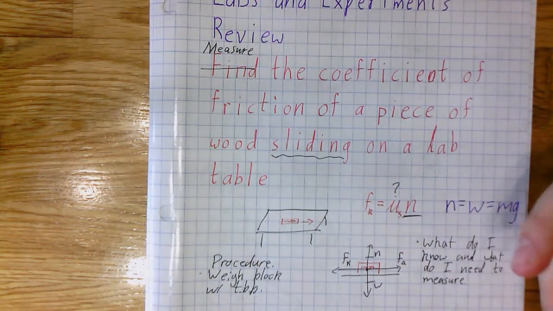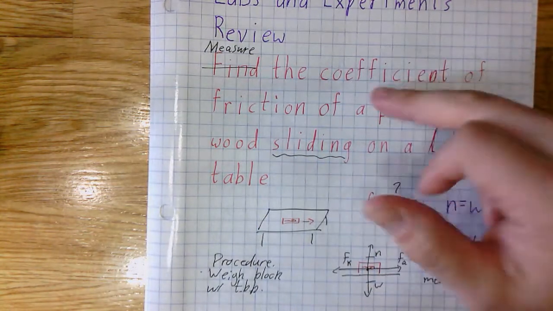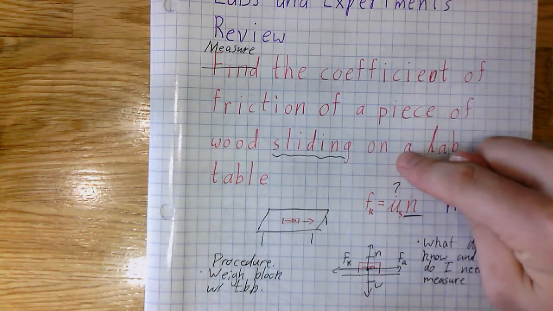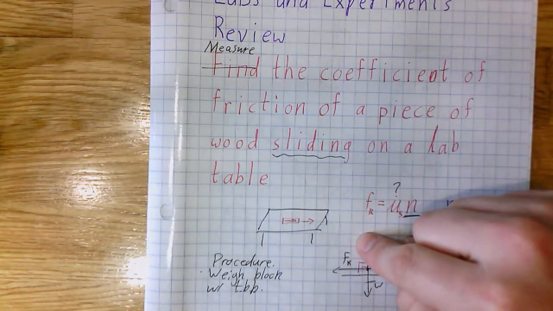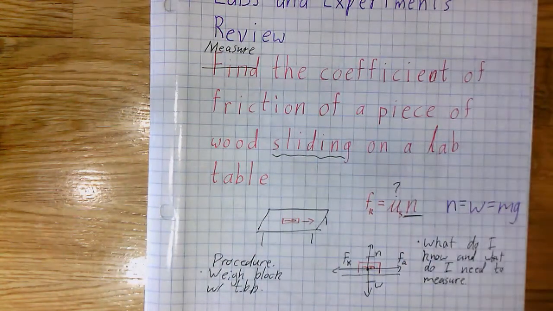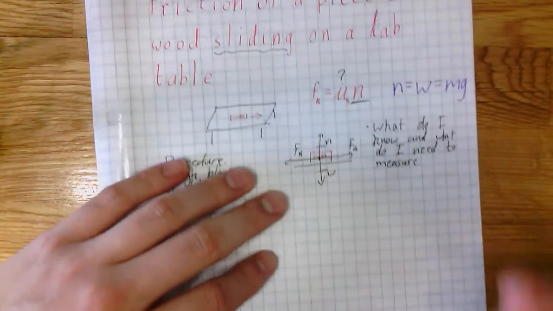What that means is we need to make a graph. Every time they're asking you to do an experiment, they want you to make a graph. You're going to measure some variables, you're going to put them on a graph, and then you're going to look at the slope. Our goal here is to look at the slope of a graph.